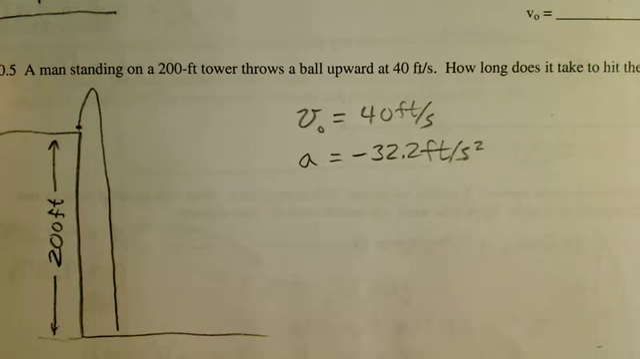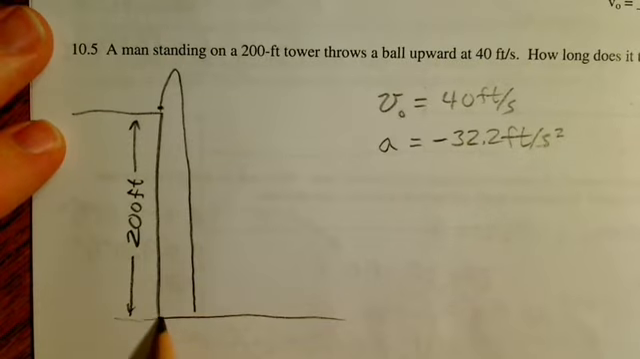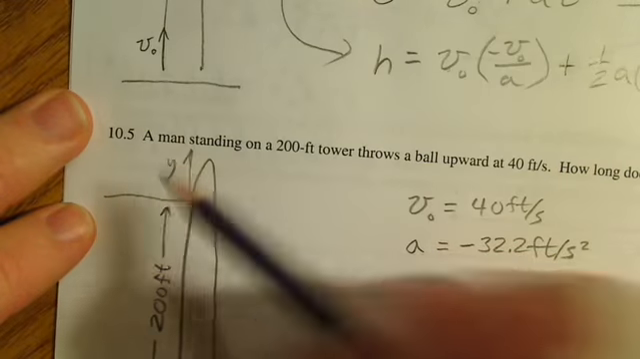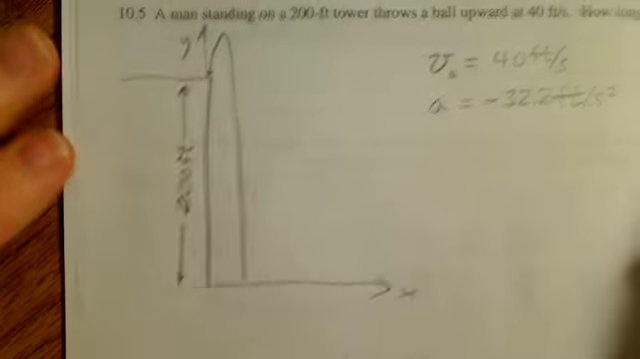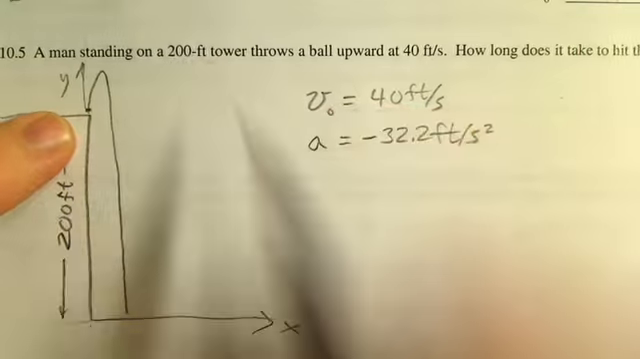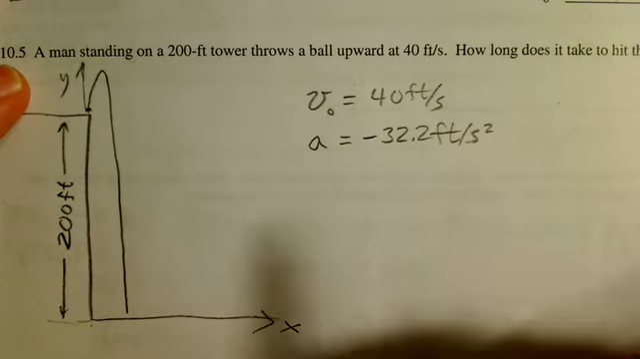Alright, and the other thing is that since you're standing at the top here, if we want to put the origin down here at the bottom, let that be the x-axis, and let this be the y-axis like that. If you want to put the origin down here, then you could say that your initial y value is actually 200 feet. In fact, I think you want to do that. So let's go at this here.